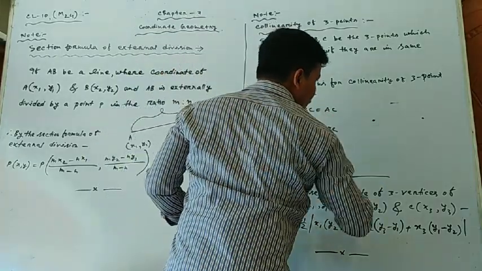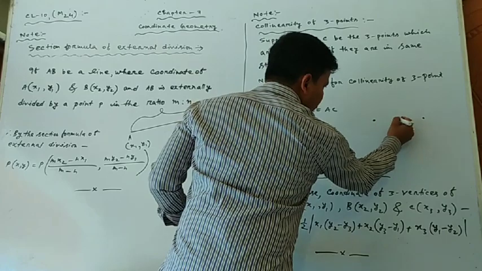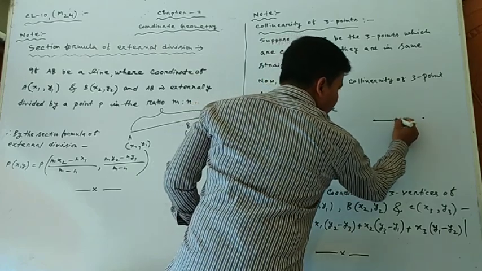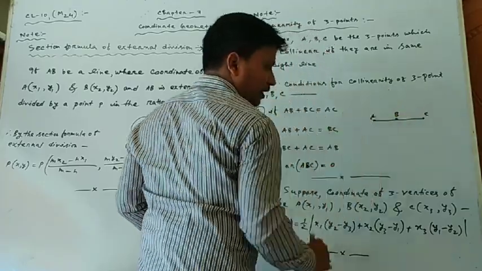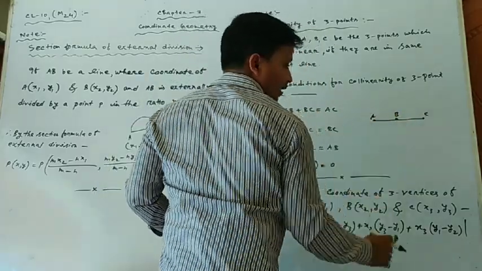But if you place this point here, that means these 3 points are in the same straight line. That means point A, point B, point C. That means these 3 points are collinear.